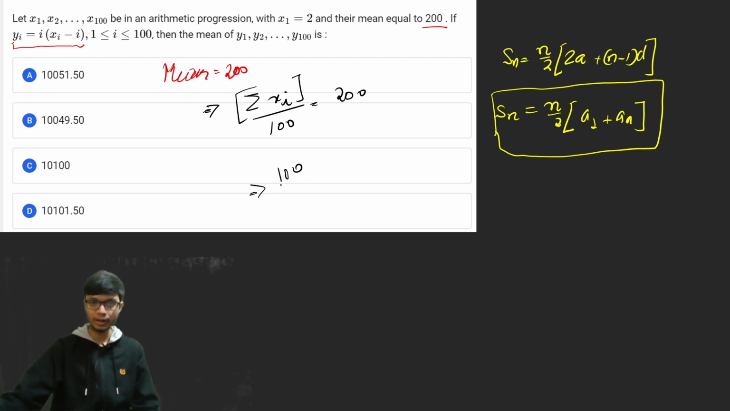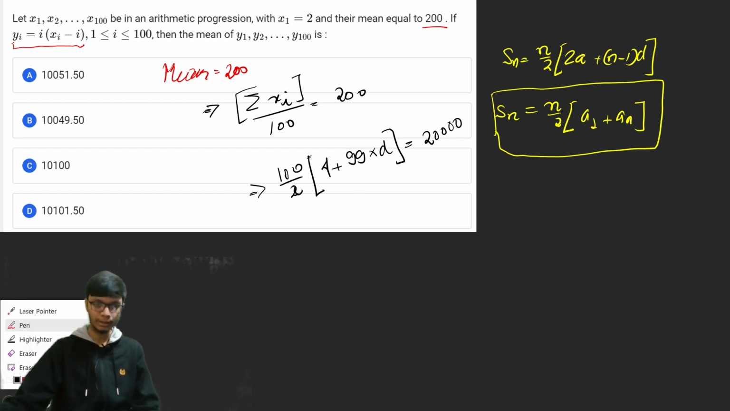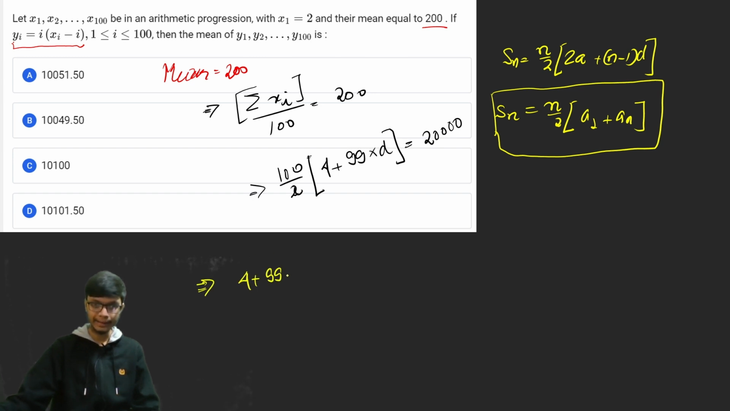Now if I apply the same principle to this problem, there are 100 terms, so 100 by 2 multiplied by (2 times the first term, which is 4, plus 100 minus 1, that is 99, into the common difference d). If you cross multiply, this will be equal to 200 times 100, that is 20,000. On simplifying, we get 4 plus 99d is equal to 400, canceling the two zeros and the 2.